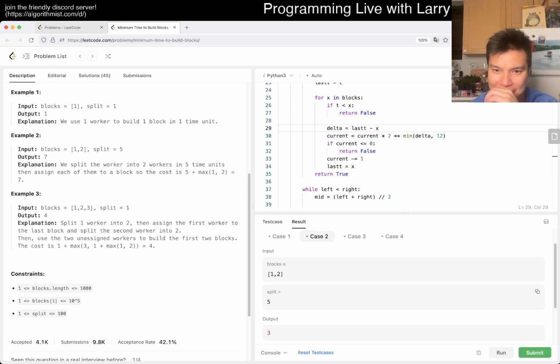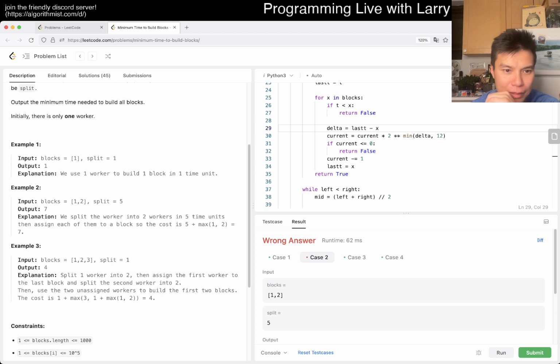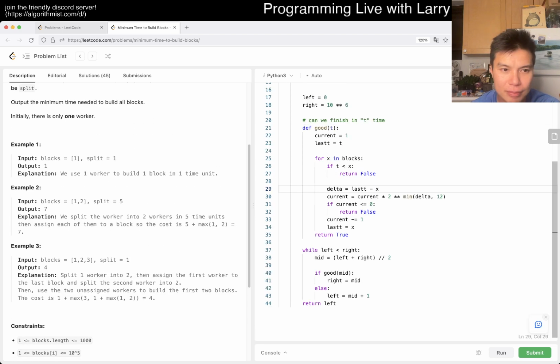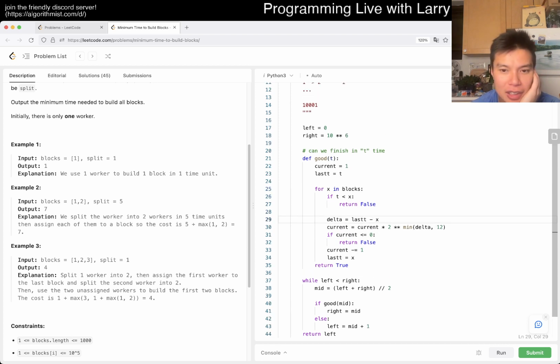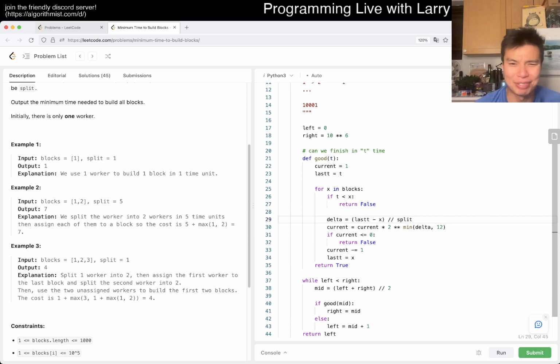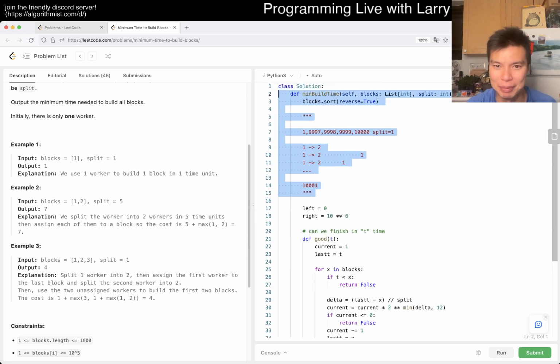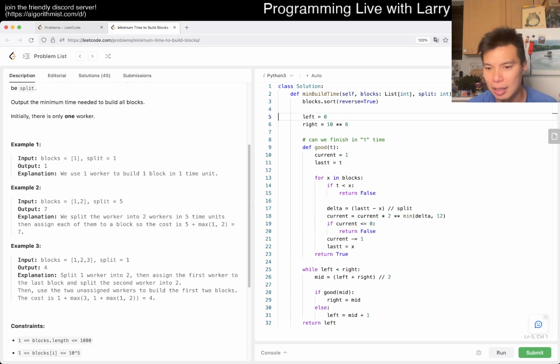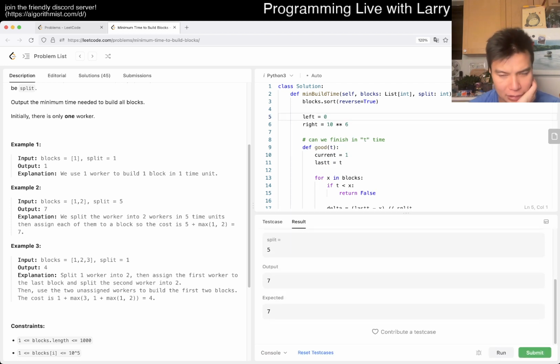Still wrong. Did I mess up something still? Oh, the split cost. That's why. I actually didn't use split cost at all. So okay, that makes sense. Okay, that's simple. I just forgot about it. I feel like I've been forgetting a lot of things lately, even if I don't necessarily get a wrong answer straight up. All right, am I good?